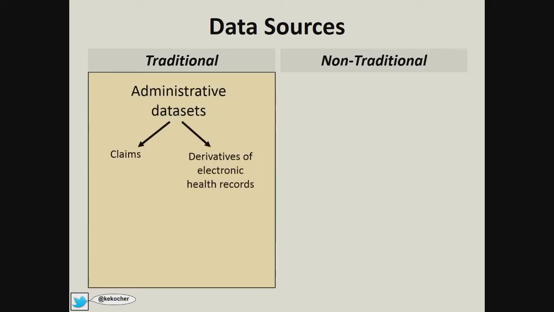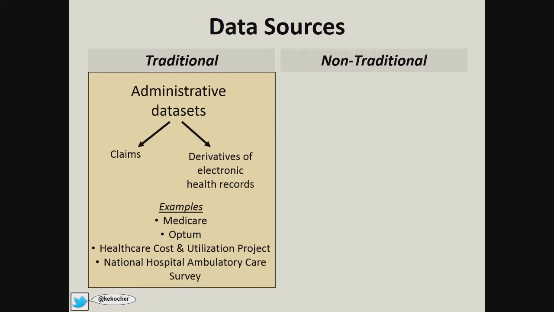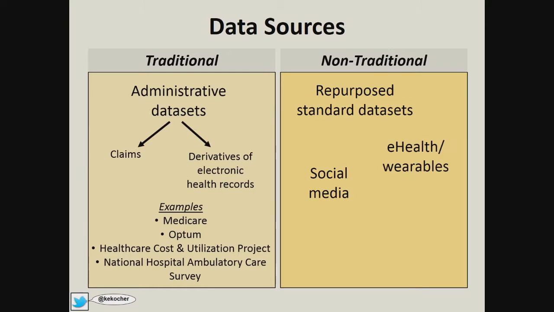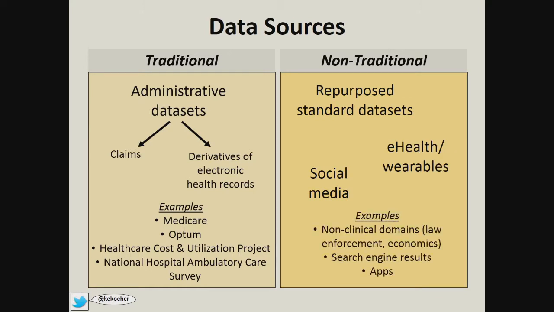A few thoughts, again, this is my own bias, but I broke this into traditional and non-traditional schemes. For me, mostly I'm talking about administrative data sets, which come from claims or derivatives of claims or electronic health records. And there are some examples there. Increasingly within health services research, there are more non-traditional sources as well: social media, e-health, and data sets outside the typical domains of healthcare that you can link together and create more powerful associations.